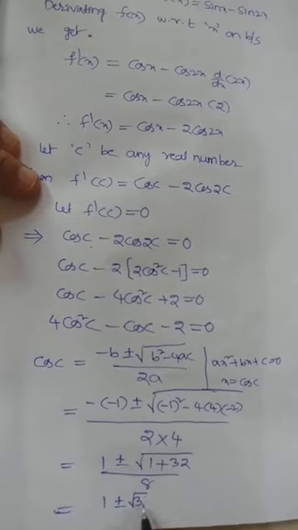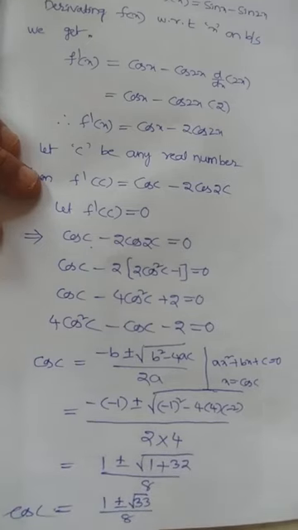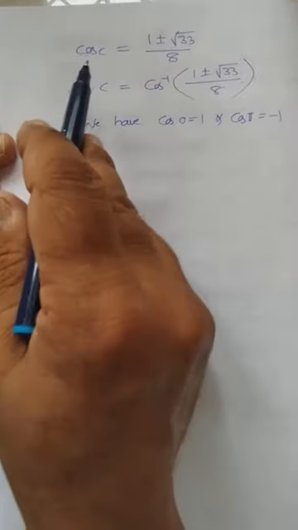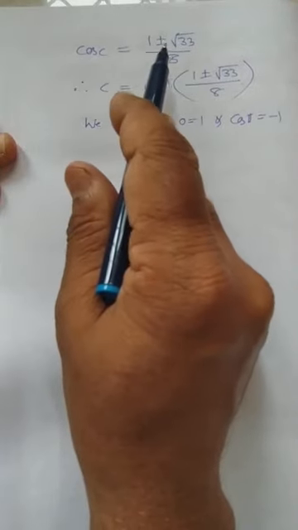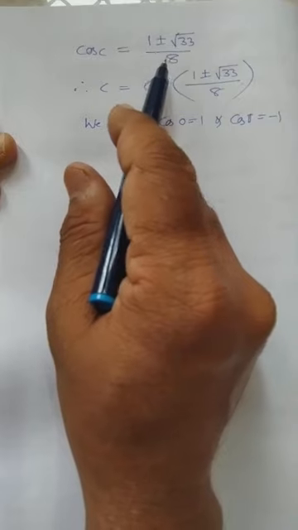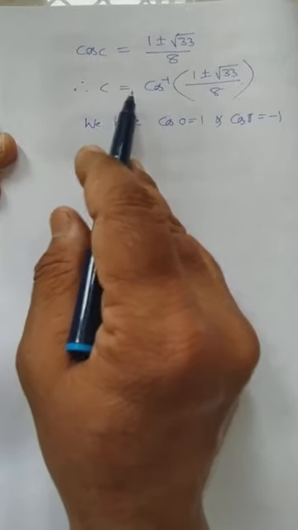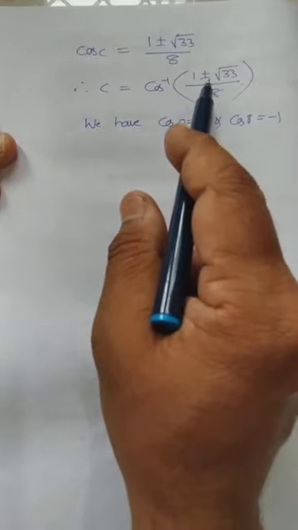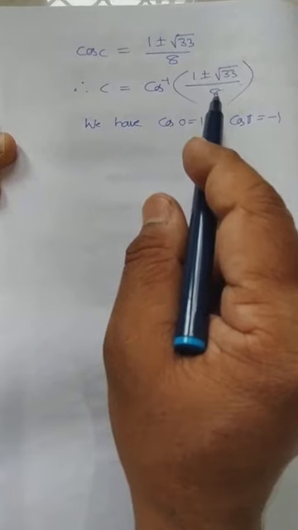33 by 8. This is the value of what now? Cos c. Now what I got, the cos c value? 1 plus or minus root 33 by 8, and c is equals to cos inverse of 1 plus or minus under root 33 by 8.